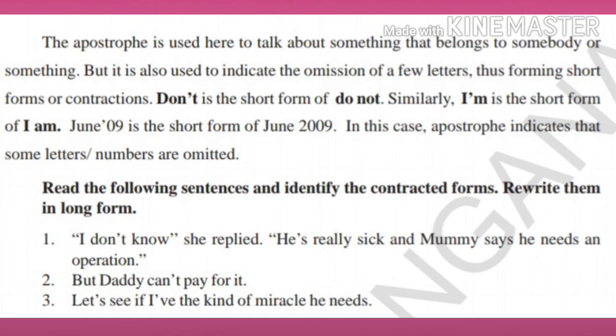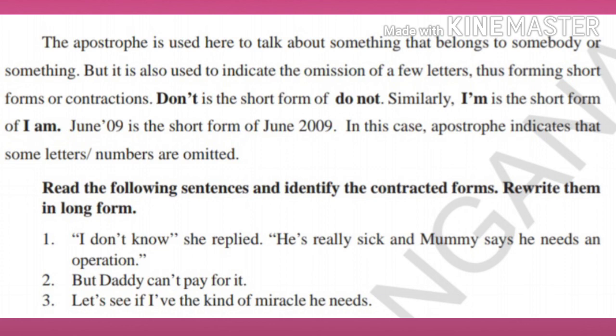The apostrophe is used here to talk about something that belongs to somebody or something. But it is also used to indicate the omission of a few letters, thus forming short forms or contractions. Don't is the short form of do not. Similarly, I'm is the short form of I am. '09 is the short form of 2009. In this case, the apostrophe indicates that some letters or numbers are omitted.